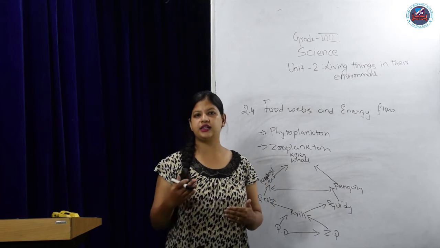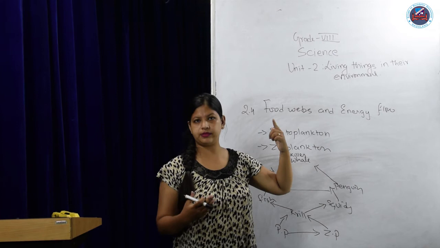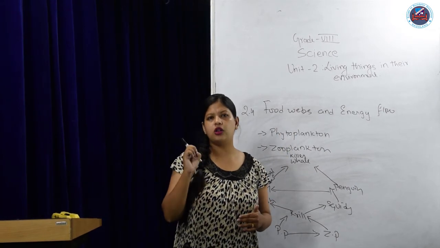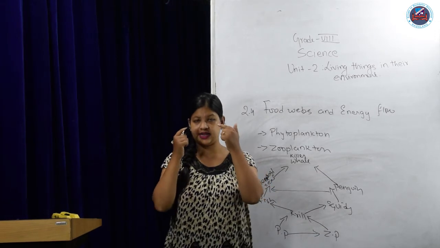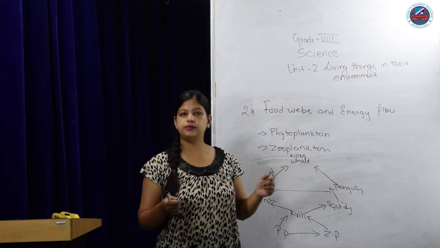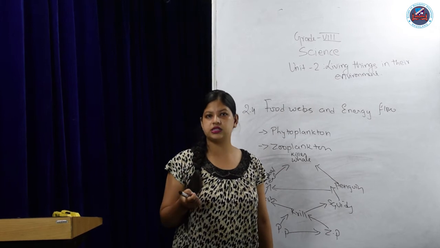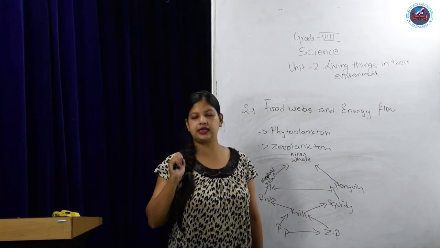Now, before starting food web, phytoplankton, you have to remember this word. Phytoplankton are small microscopic plants. They are plants, but you cannot see them with your naked eyes. You have to use a microscope, then only can you see them. Similarly, zooplankton are also microorganisms which need a microscope to see.